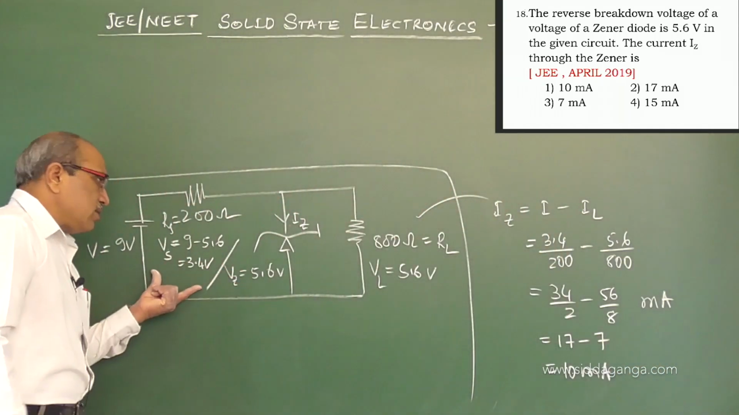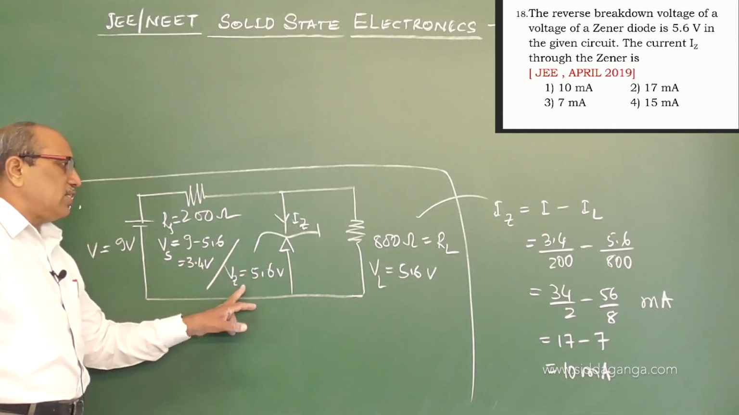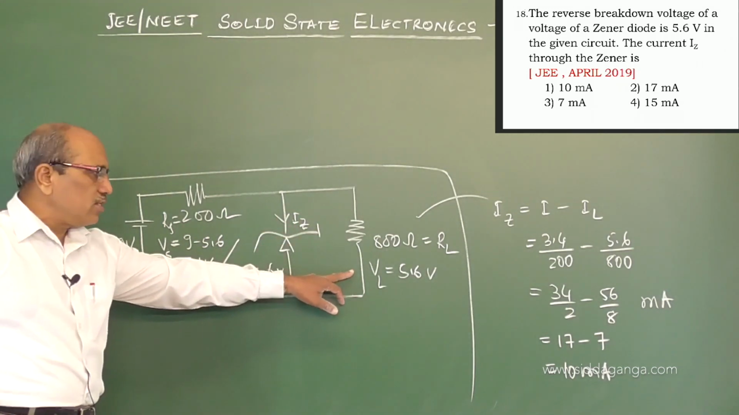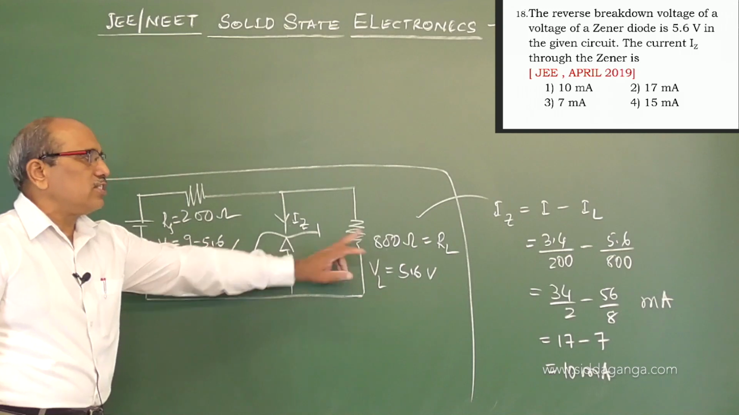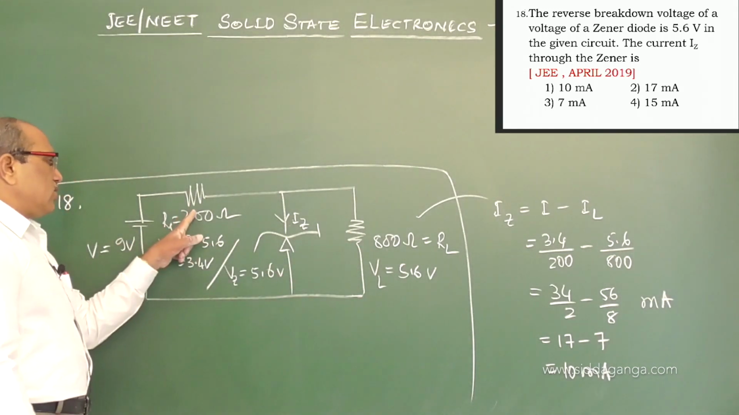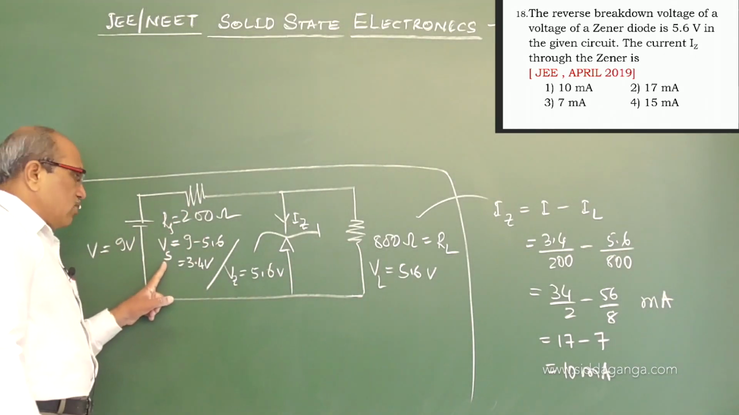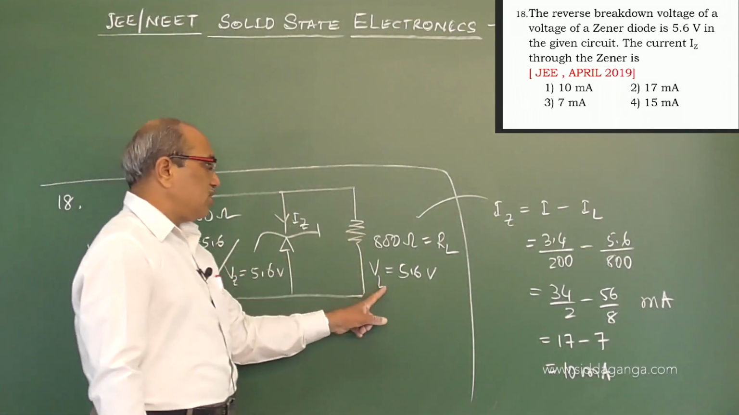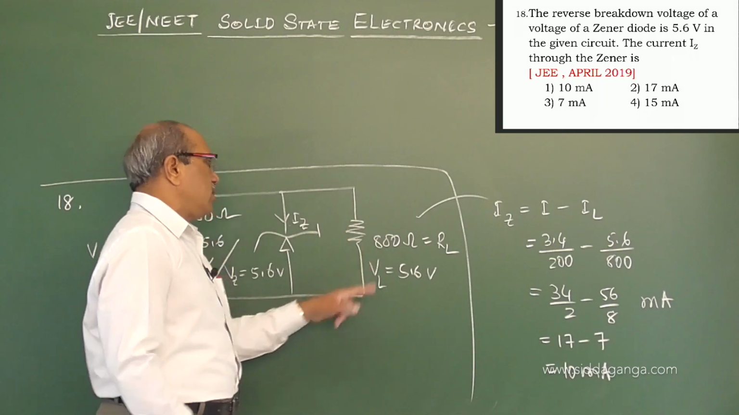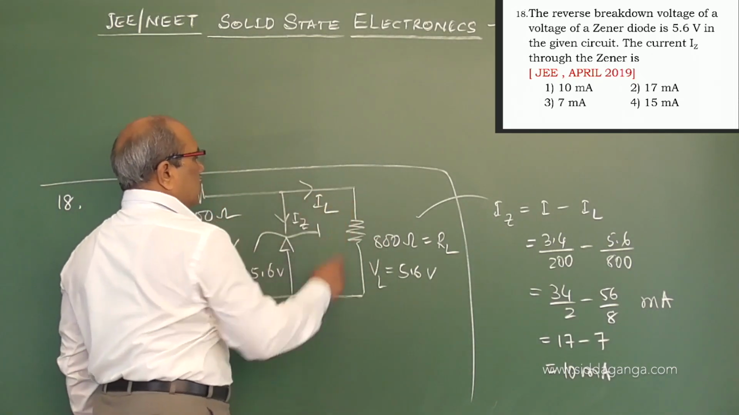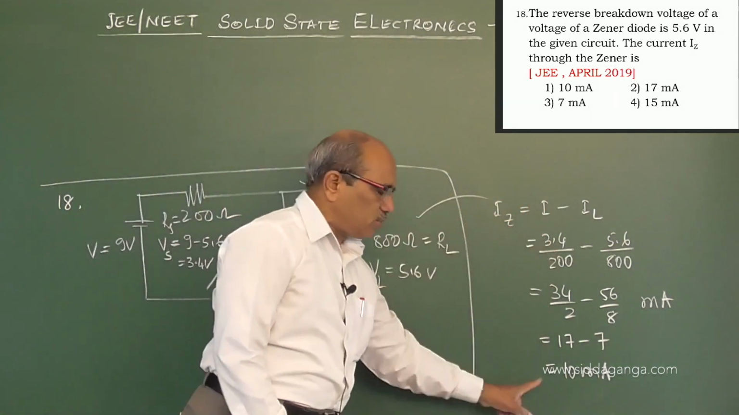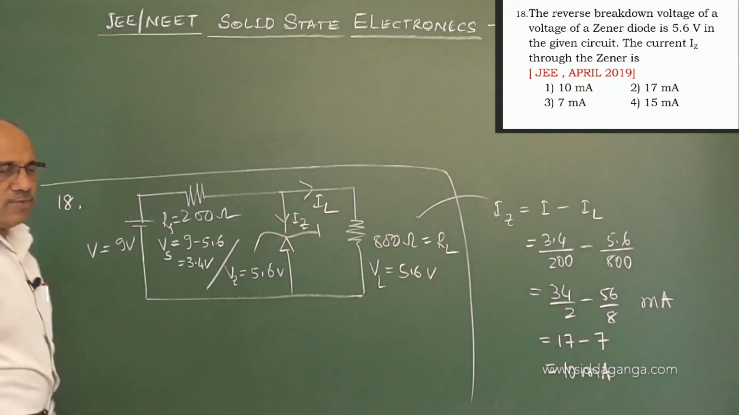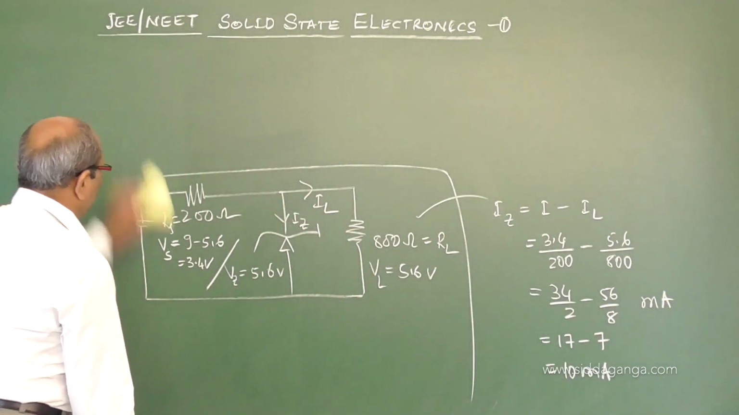So we have this figure which clearly suggests Vz equals the load voltage, 5.6, and the resistances are given. What is the voltage across this? Voltage by resistance gives you the main current, and voltage by resistance gives you the load current. Once you know the load current, the Zener current, main current minus load current, gives you the answer. Zener current is 10 milliamps, option number 1.